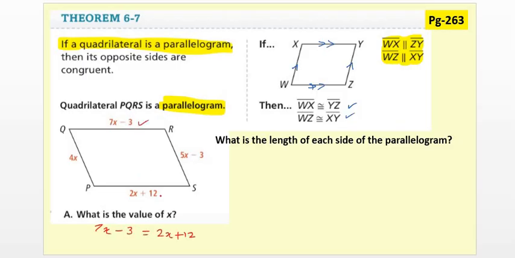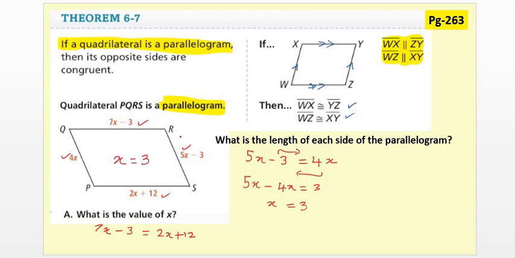Either I can take these two sides to find the value of x, or I can take 5x minus 3 will be equal to 4x, right? Or I can take this side congruent to this one. So if you move this 3 to the other side and bring 4x over here, we will have 5x minus 4x equals 3, and it will give us x equals 3. So we got the value of x, that the value of x is 3.